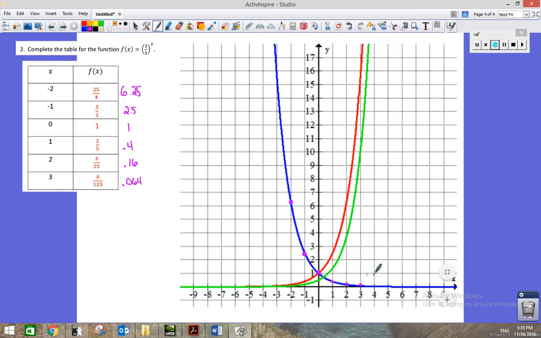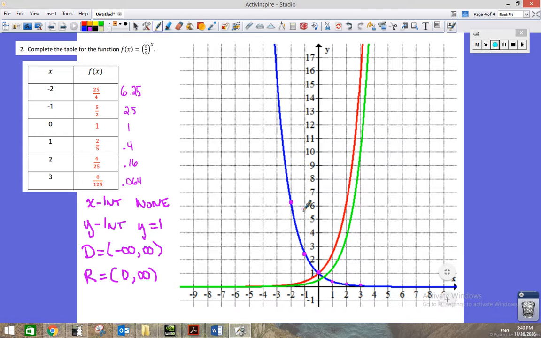So if I look at this graph, it doesn't have an x-intercept just like the other because it's getting closer and closer to the x-axis and not touching it. It has a y-intercept of 1 just like the red graph did. Its domain, because it's an exponential function, is all real numbers. And the range is entirely above the x-axis, so the range is positive real numbers. But instead of being increasing, as x increases, the y values are going down. So this is a decreasing function.